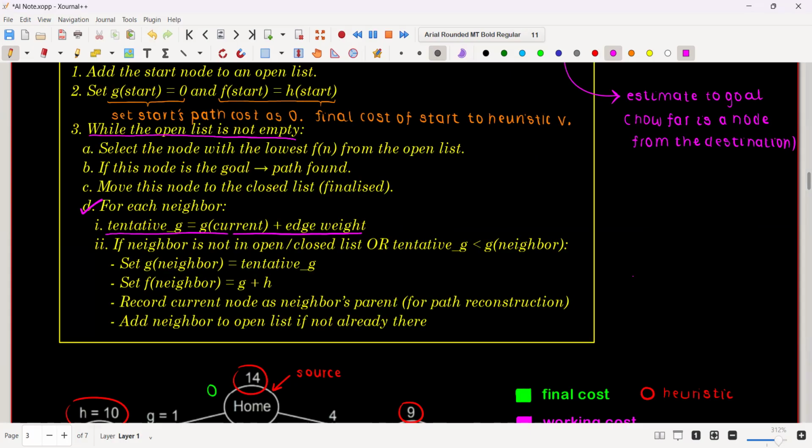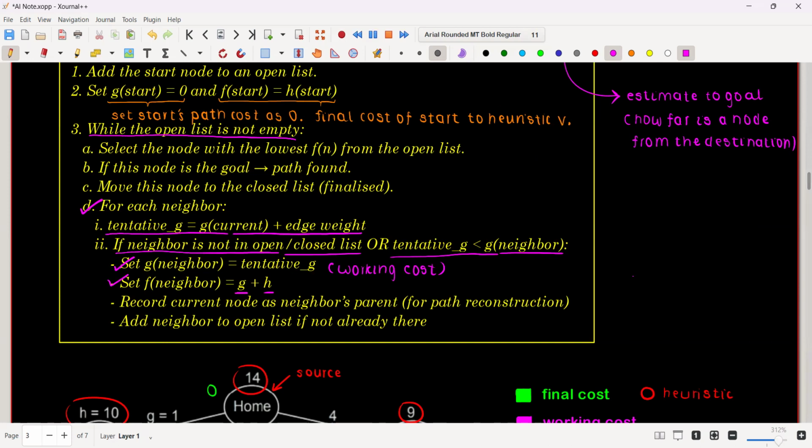And then if the neighbor is not in the open or closed list, this is just another way of saying whether the neighbor has not been discovered or the neighbor has not been visited. Or if the so-called tentative G value, that is the new cost that we calculate, is less than the current cost of the neighbor, we update the neighbor's current cost, the working cost, you could say. This is updating the working cost. And then we set that neighbor's final cost to the path cost plus the heuristic, right?